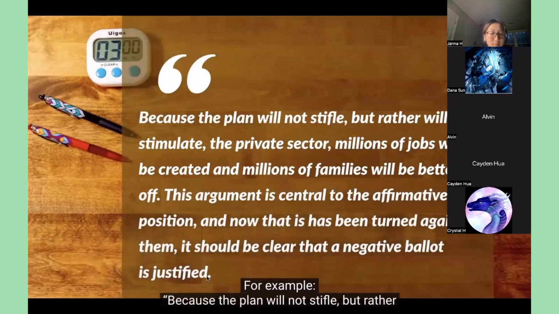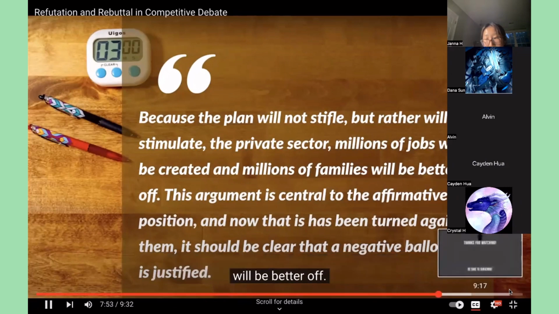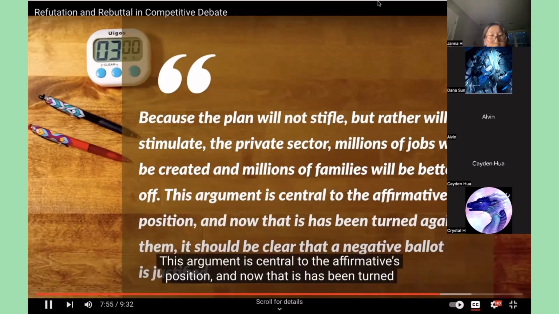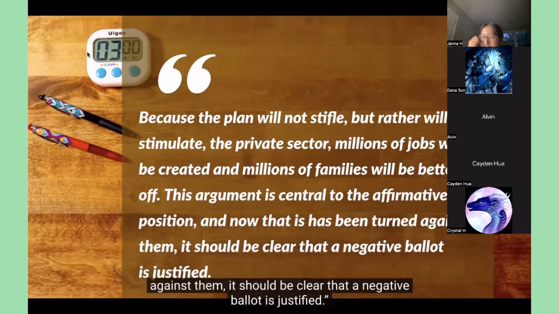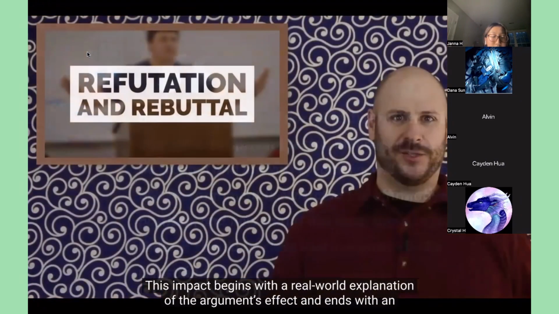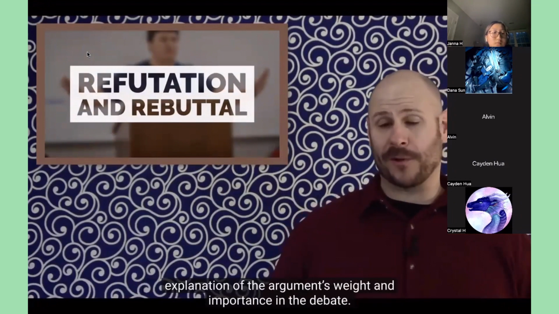For example, because the plan will not stifle but rather will stimulate the private sector, millions of jobs will be created and millions of families will be better off. This argument is central to the affirmative's position, and now that it has been turned against them, it should be clear that a negative ballot is justified. This impact begins with a real-world explanation of the argument's effect and ends with an explanation of the argument's weight and importance in the debate.